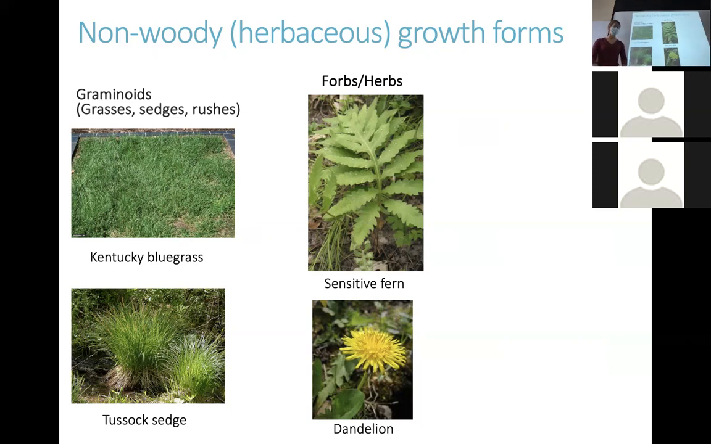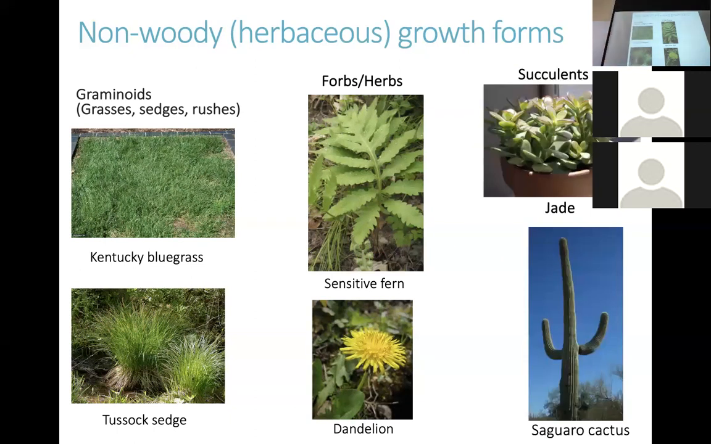These are, again, pretty low growing. So all of these are low to the ground. Most of the woody plants are going to be a little bit bigger, a little bit taller. But again, dandelions, there's no wood associated with the dandelion. That's why it's herbaceous. So forbs and herbs, kind of a catch-all that doesn't include grasses. And it doesn't include succulents.